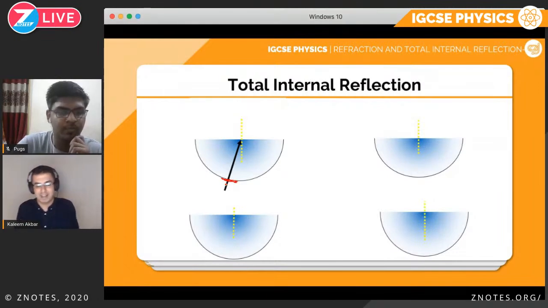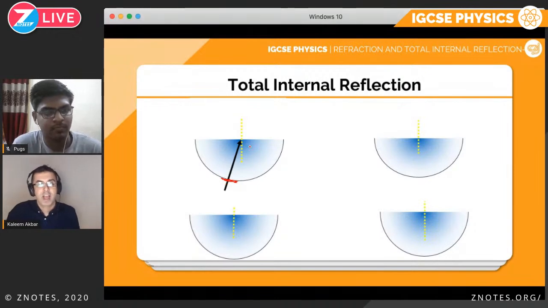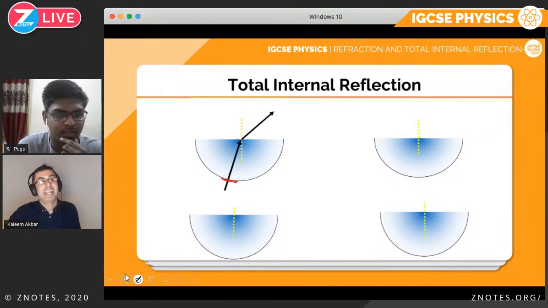And again, when I edit that video on the practical and share it with ZNotes, you'll see straight away that the light will go straight through. However, at this side, the light's going to hit at an angle. So what does it do? We're going from more dense to less dense. Surprise, surprise, the light bends away from the normal. The angle of incidence is less than the angle of refraction.